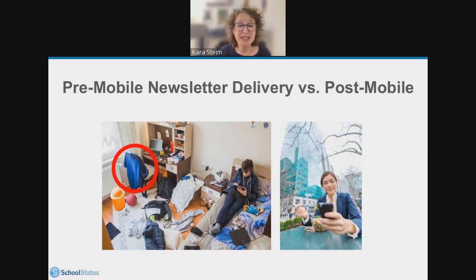So my dad would say the answer is slim to none. The picture on the left gives you a good sense of how likely a parent would be to get any communication arriving home in a backpack. The picture on the right illustrates the ease with which a parent can access a digital newsletter. So when it comes to teaching and learning, we talk about reaching students where they are. Digital communications are about reaching parents where they are.